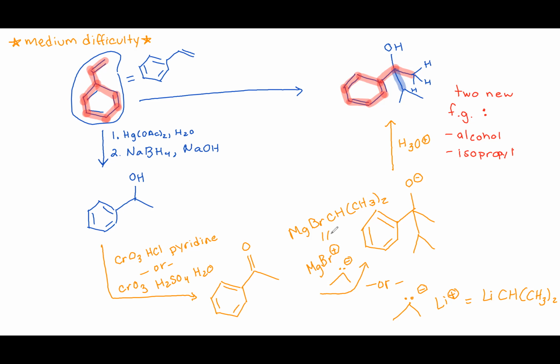So if this was a synthesis problem on an exam, you could potentially be asked about a single reaction, but there's multiple different reactions happening here. So I just want to clarify that. But oxymercuration reduction would be the best choice for that first step.